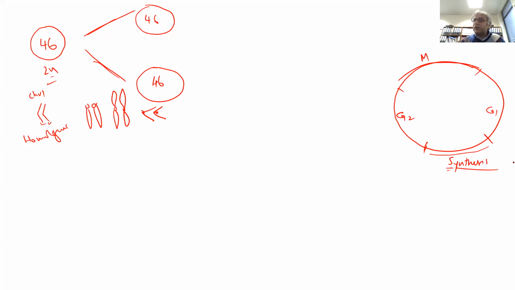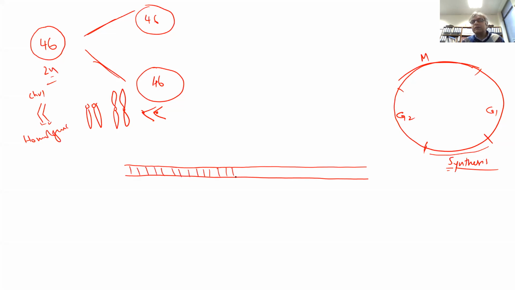We have 46 chromosomes. How is this replication going to take place? So let's look at a linear DNA on a chromosome. I'm just trying to draw a small piece of DNA, which is part of a chromosome. This is double-stranded DNA on a chromosome.